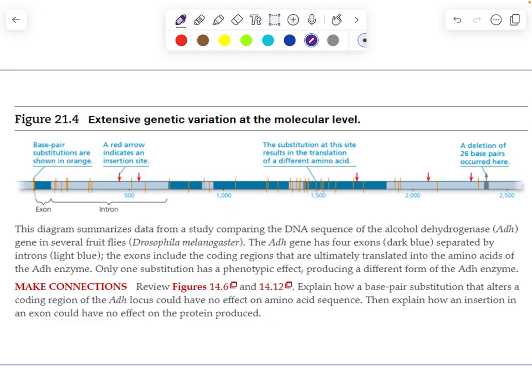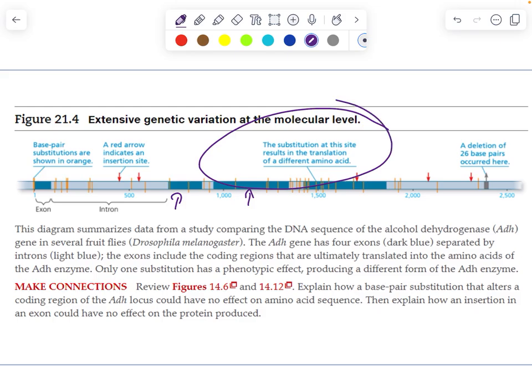The ADH gene has 4 exons separated by introns. The exons include the coding regions that ultimately translate into amino acids of the ADH gene. So these are kept, right? RNA splicing. The dark blue is kept. Only one substitution has a phenotypic effect, producing a different form of the ADH protein. So you can see all the different substitutions there, but only one results in a different amino acid.